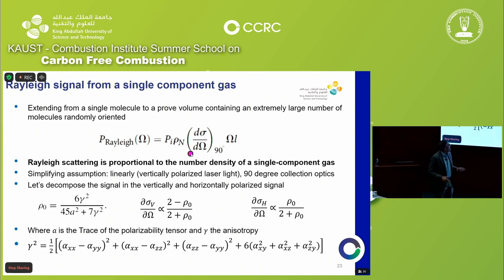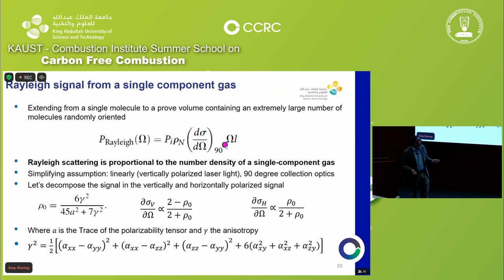The diagnostic value is in these two terms here. It's directly proportional to the number density of your gas. Assuming it's a single component gas, say just nitrogen, your signal will be directly proportional to the number density. So if you know pressure, this means you can get temperature from the Rayleigh scattering. But it's also proportional to this sigma and the omega. This is the differential Rayleigh cross section.